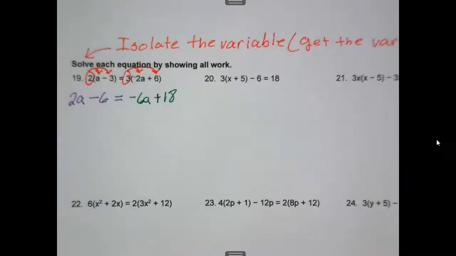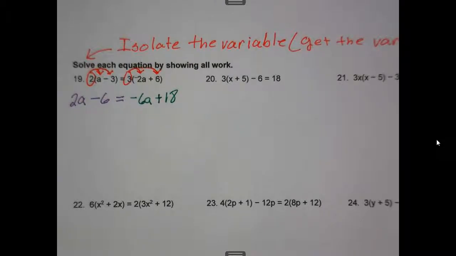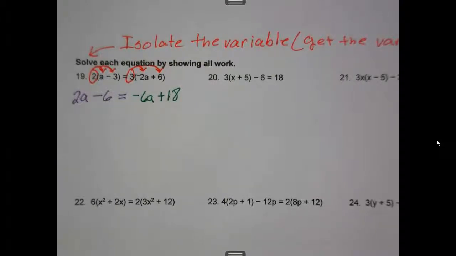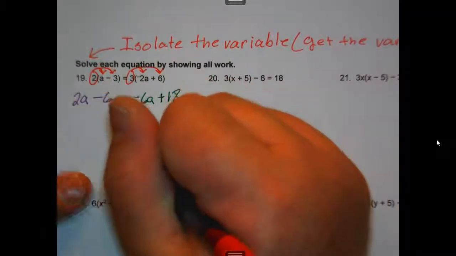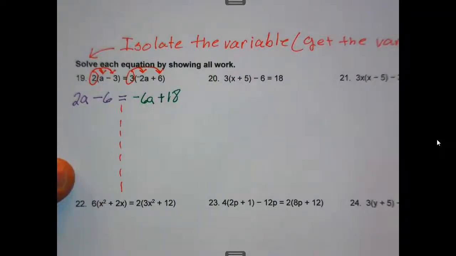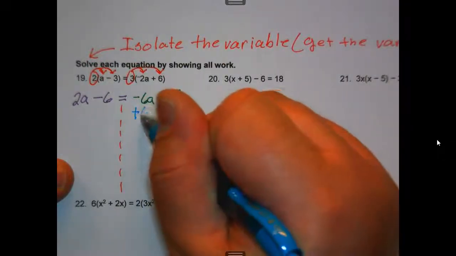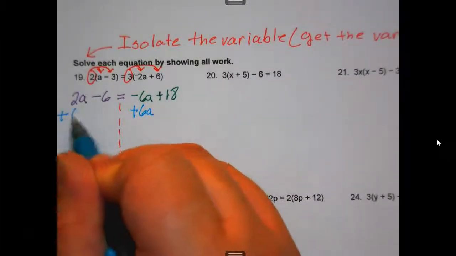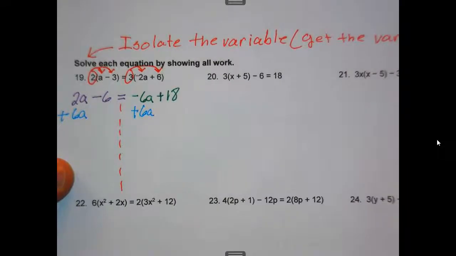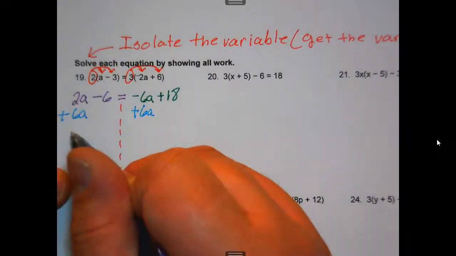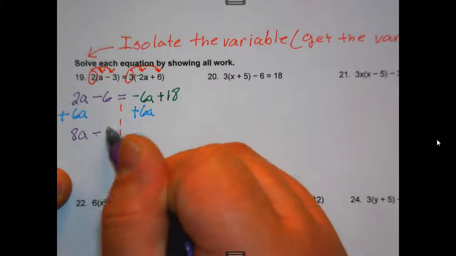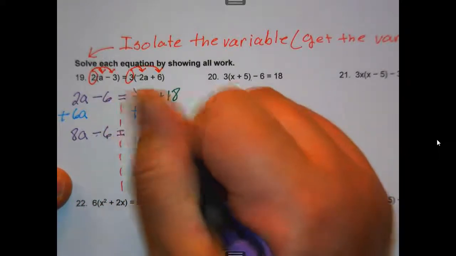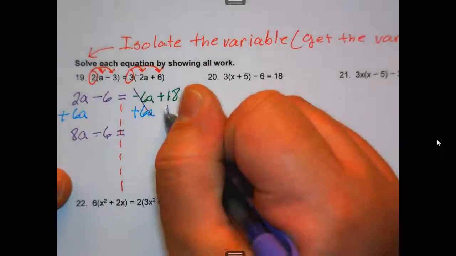Okay, we got to get a by itself. That means we have to solve for a. So I'm going to get my a terms on one side and my constants on the other. You can do this any way you want. I'm going to add 6a to both sides. Be careful, make sure it's your a term, 6a. That gives me 8a minus 6. These add up to 0. Bring down your 18.